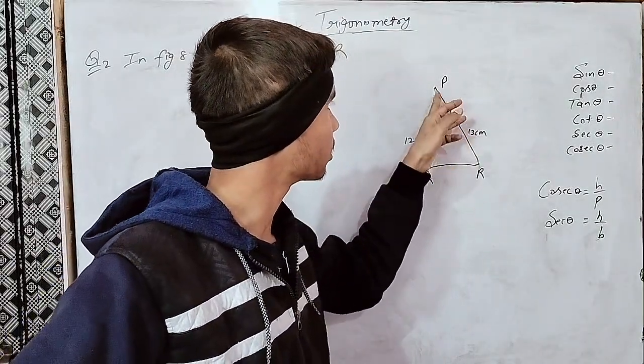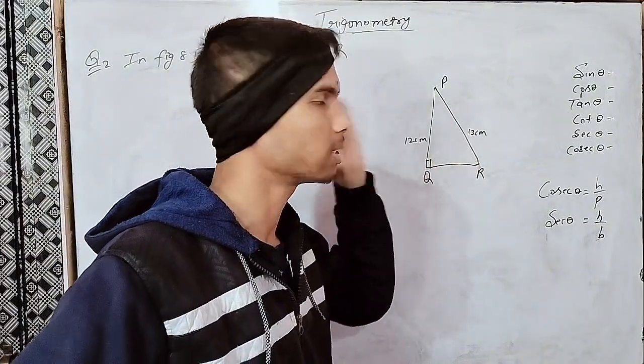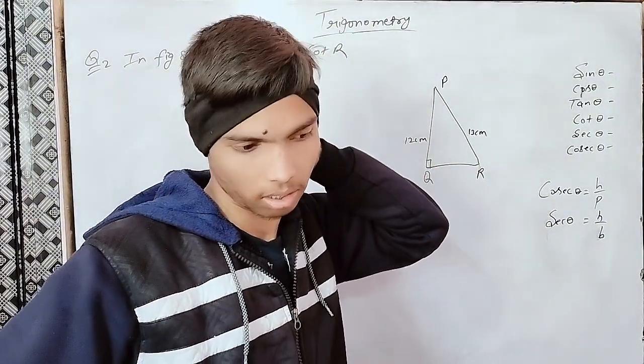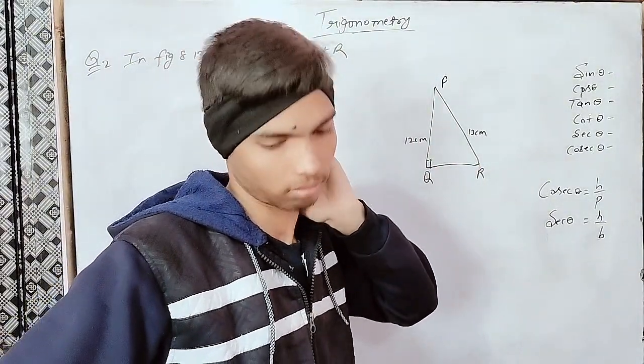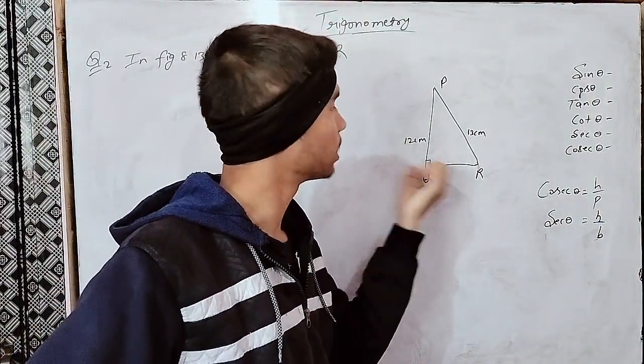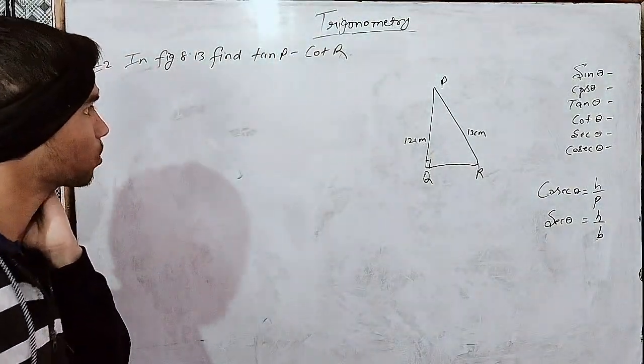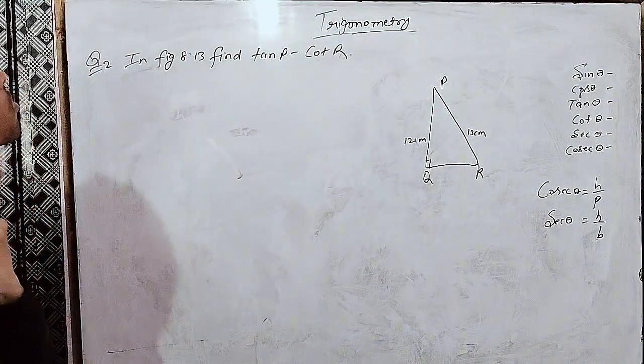Okay, so this is the hypotenuse. Hypotenuse is always fixed, that's why it is hypotenuse. Hypotenuse can't change its own place. And this is our base, you can say base.